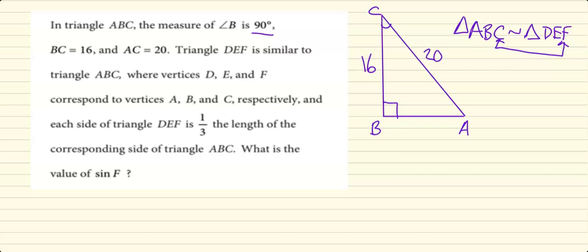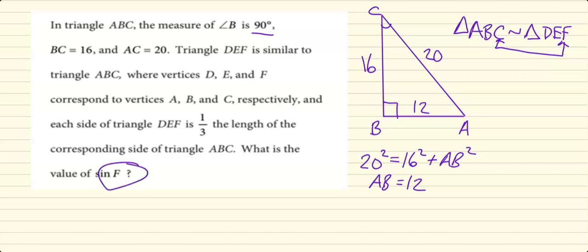The sine of C would be the opposite, which would be this side AB here, over the hypotenuse. I don't know what this opposite side is yet, but I can use Pythagorean theorem. And I'm going to end up with AB equals 12. I left out a few steps there. So therefore, the sine of C, which is also the sine of F, is going to be 12 over 20, which is 3 over 5.